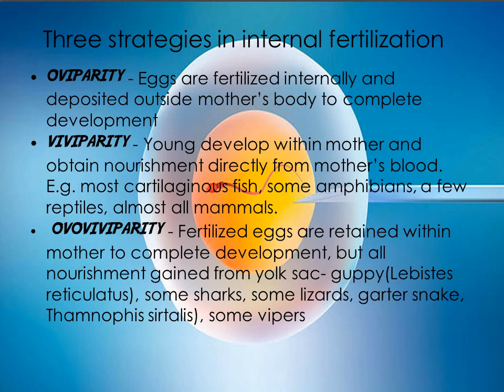Viviparity. Young develop within the mother and obtain nourishment directly from the mother's blood. Example, most cartilaginous fish, some amphibians, a few reptiles, and almost all mammals. Ovoviviparity. Fertilized eggs are retained within the mother to complete development, but all nourishment is gained from the yolk sac. Examples are the guppy or Rhabdistis reticulatus, some sharks, some lizards, the garter snake or Thamnophis sirtalis, and some vipers.